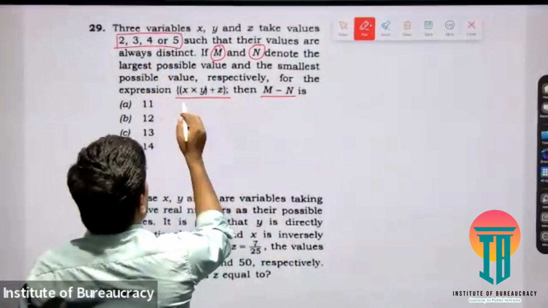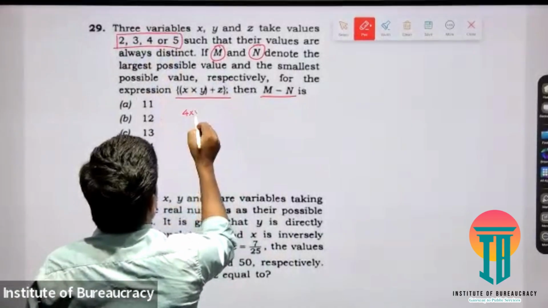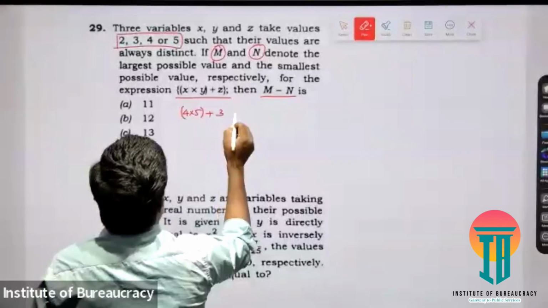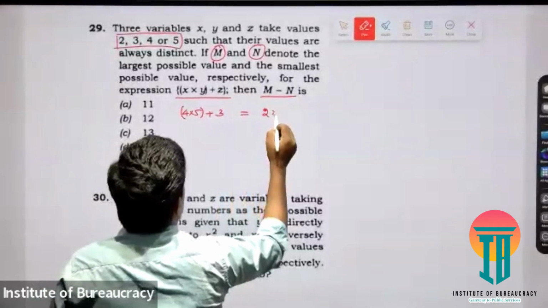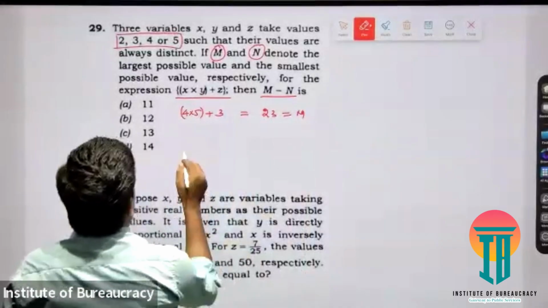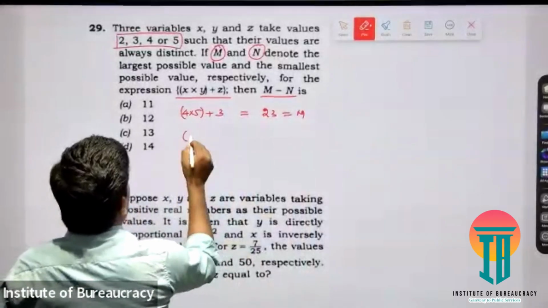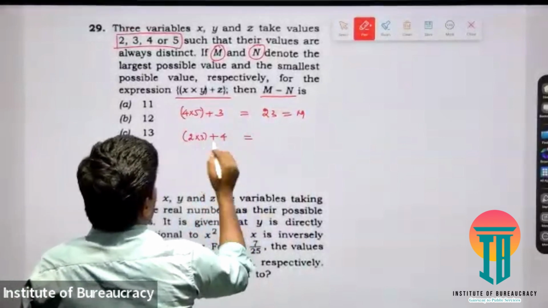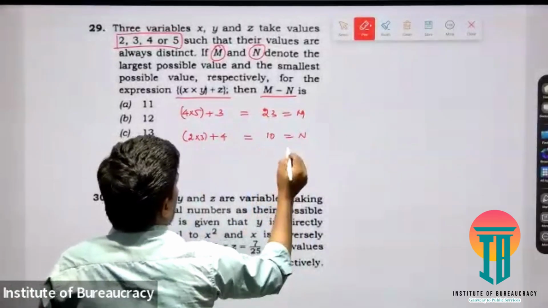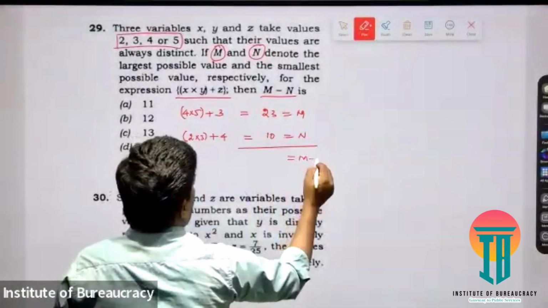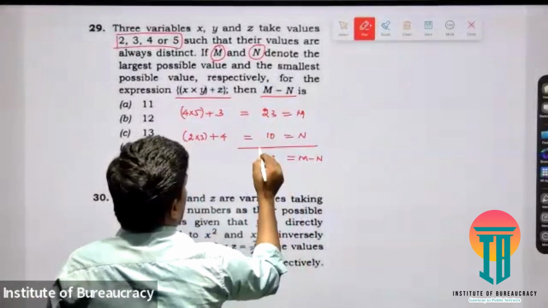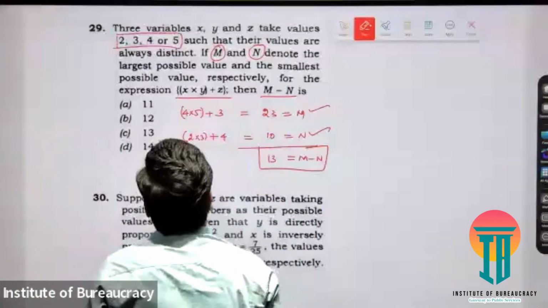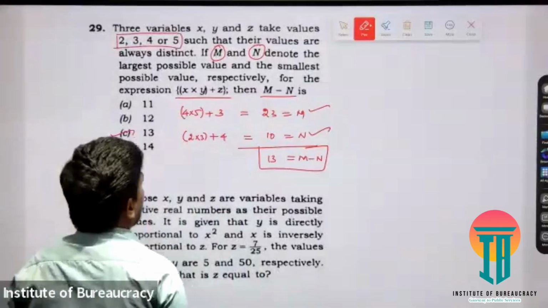smaller numbers. So here, when it comes to multiplication, multiply 4 into 5. The next value you can add is 3. So the answer is going to be 23. This is your M. And then for the smallest one, you can multiply 2 and 3, and we can add 4. Therefore, this is going to be 6 plus 4, it is going to be 10. This is going to be N. Now they are asking M minus N, that means the difference. It is going to be 13. This is the maximum value possible, this is the minimum value possible. So the difference is going to be 13. Option C is the answer.